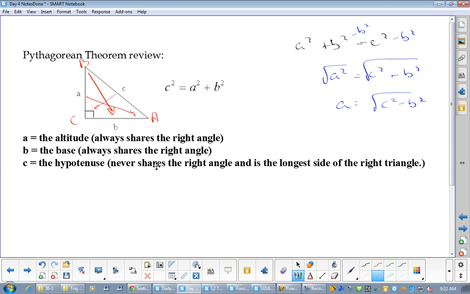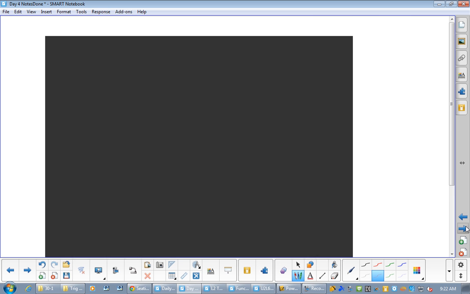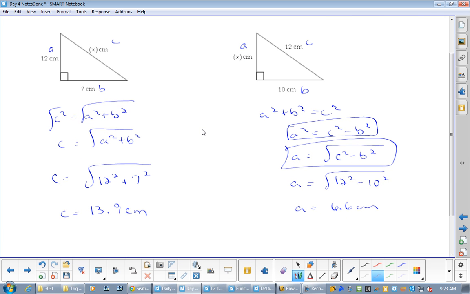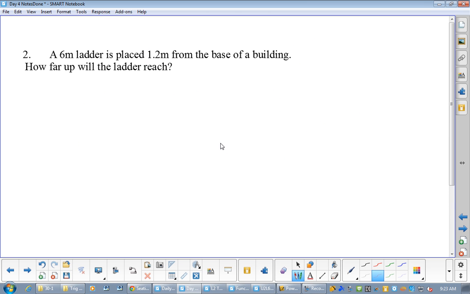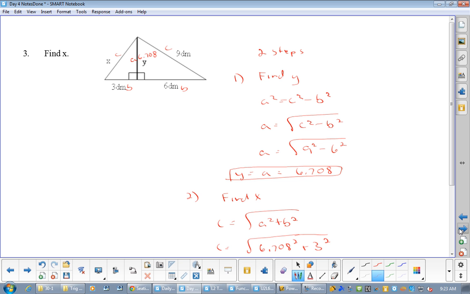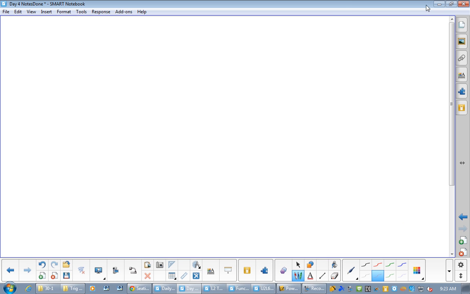Okay, Pythagorean review. Okay, we went through a bunch of that, and we went through how to also solve for A and for B. Okay, remember that the altitude and base always share the right angle. And we did, remember, Darth? Okay, then we did a bunch of these, and you've been practicing them. Okay, and then we did a word problem, and we didn't do this one. We worked on a problem that sometimes you have to solve for one triangle, and once you get that, you can solve for the other triangle.